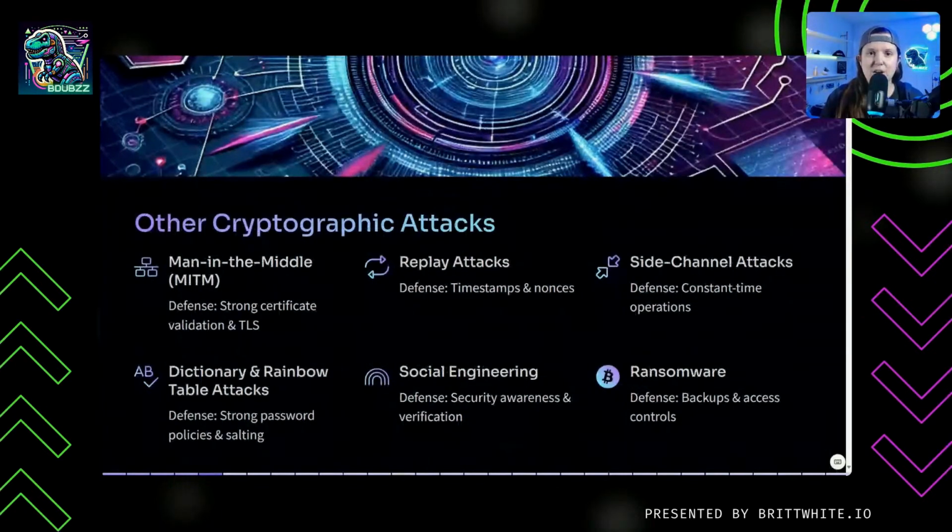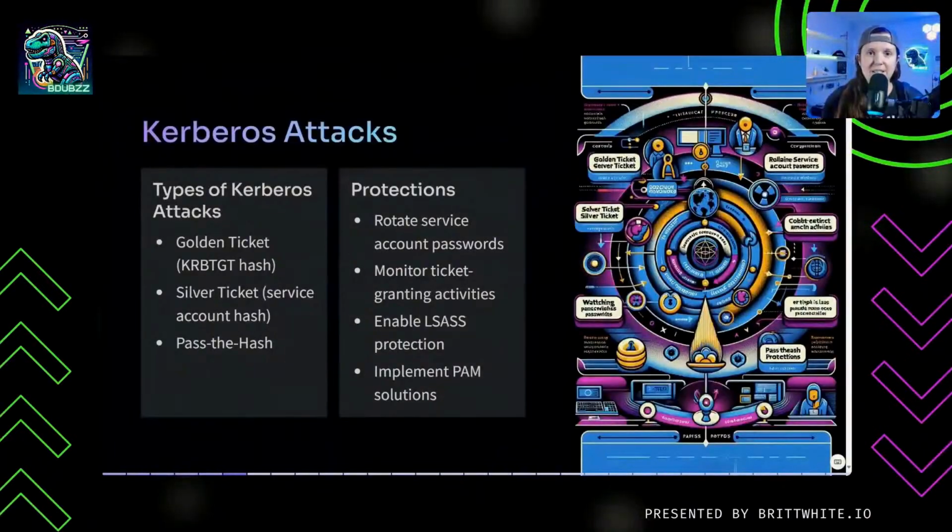Let's zoom in now to Kerberos attacks. First, let's understand how Kerberos works. It's a network authentication protocol that uses tickets and timestamps to verify identities. When you log in, you get a ticket granting ticket, or TGT, that helps you request service tickets for specific resources, kind of like getting a visitor badge that lets you request access to different rooms.